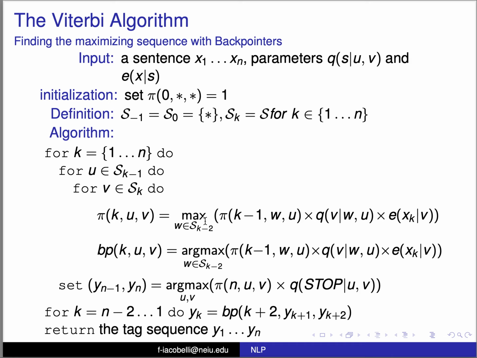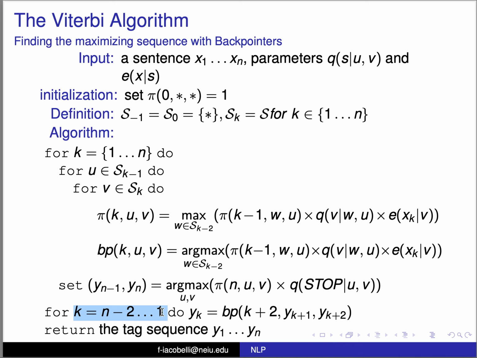Now, this gives us a maximum. But what you really want to store is the actual tag that resulted in that maximum, the argmax, and you can store it in a separate table, for example. Then, at the very end, you set the last two tags as the argmax of pi at the last position with the last two tags, times the probability of stop following those last two tags, for all possible pairs of tags.